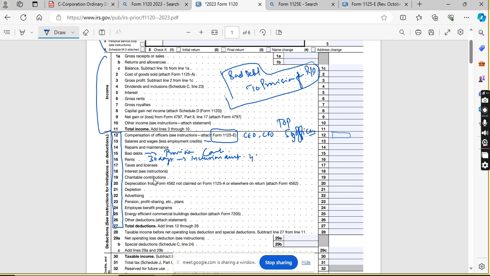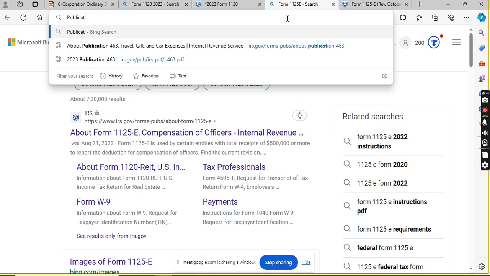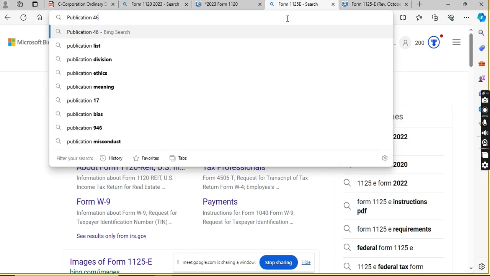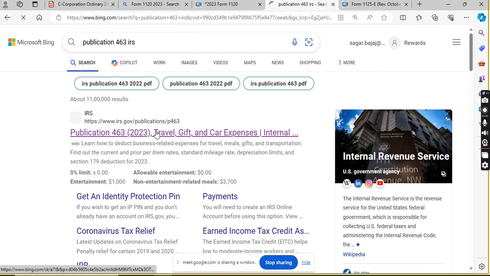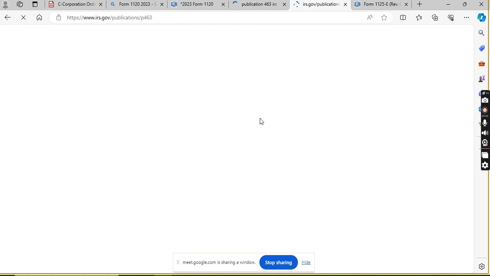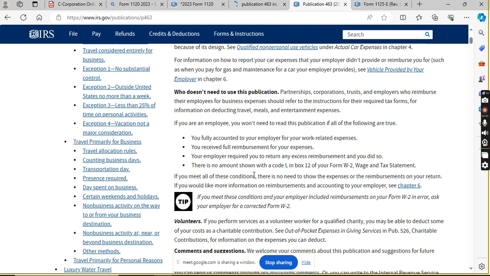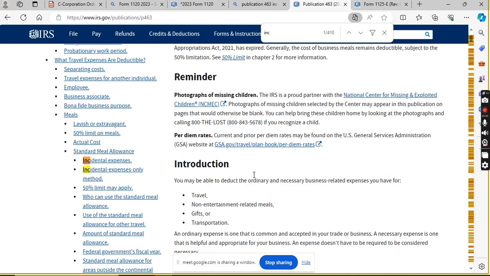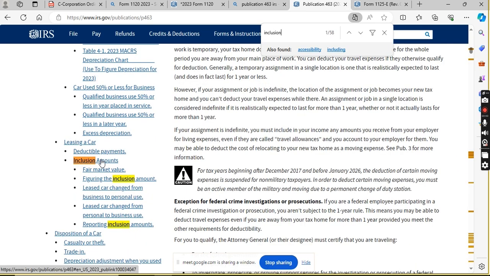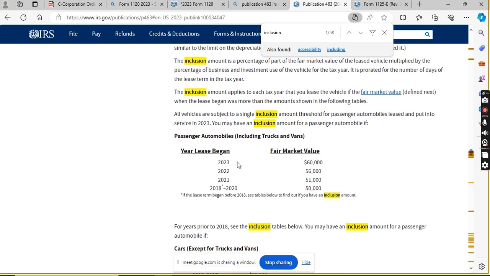There is a specific publication, I think it is 463, let me check. So in Publication 463, how to use the inclusion amount is there. 463 IRS. This one. So here, if we press Control F, inclusion amounts. If we go here, you can see that table.